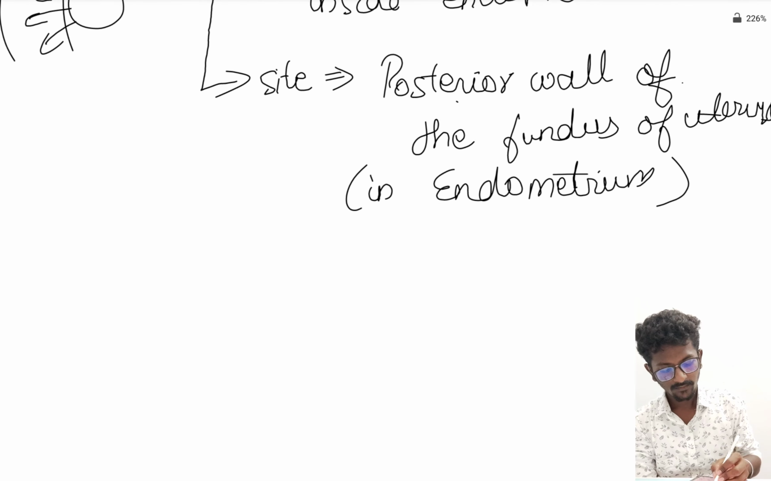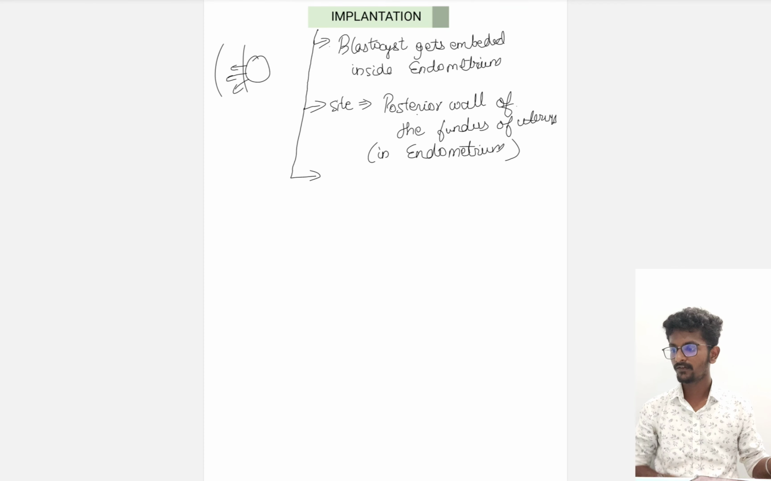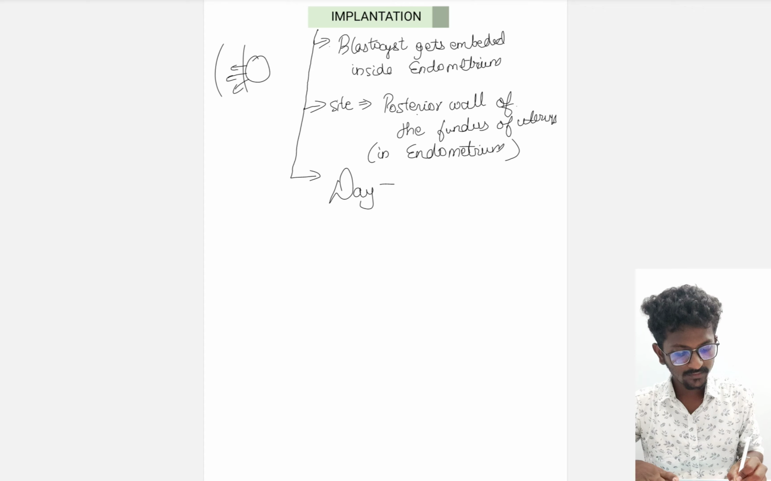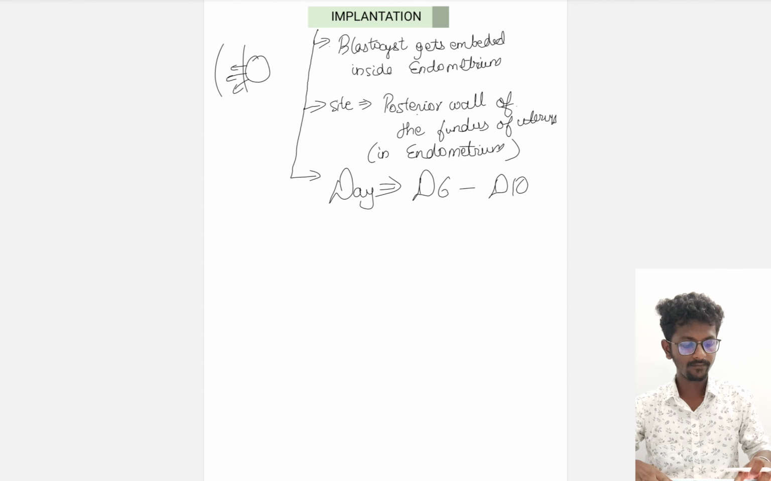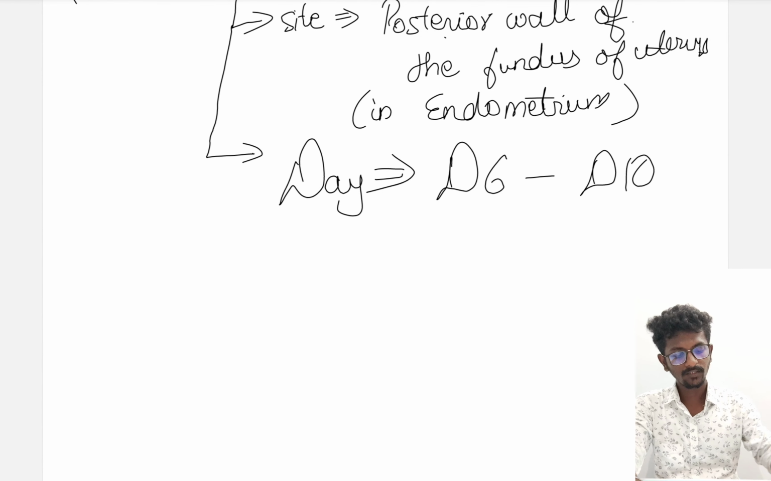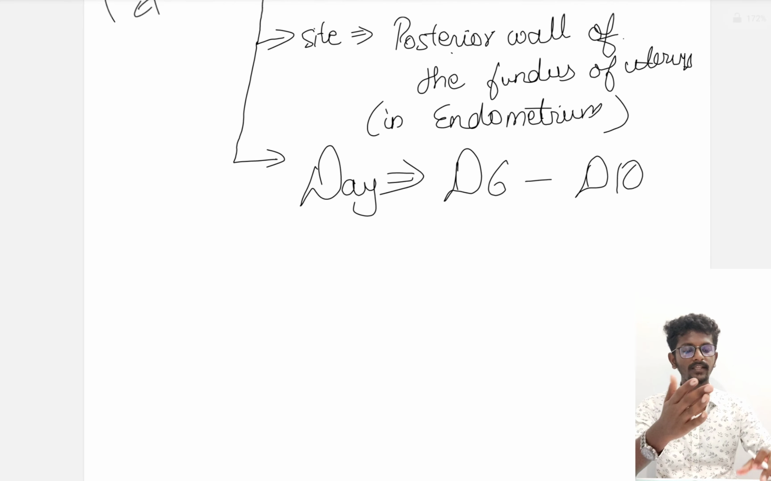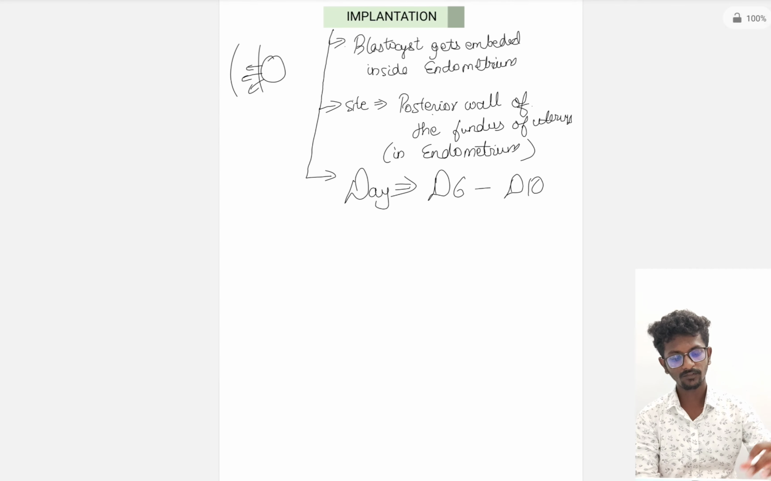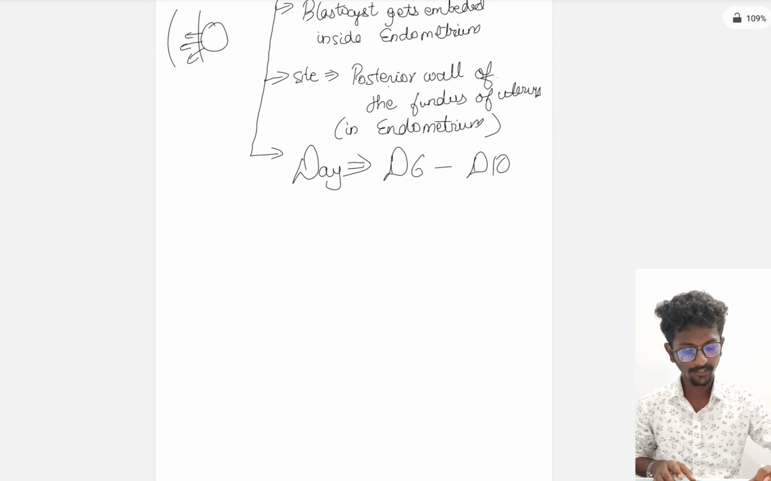Now we saw the definition of implantation, then we saw the site of implantation. Now let's see the day of implantation. Implantation takes place from day 6 to day 10 of development. Some books even say that it takes place on day 7 or day 8, but there are many editions which say that implantation takes place from day 6 to day 10. Now let's see the actual process or the mechanism of implantation.